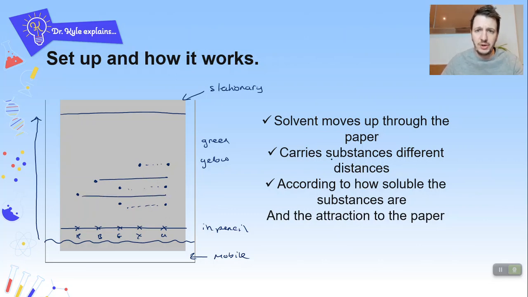Okay, so how it works then: the solvent moves up through the paper, that'll be one mark, and carries substances different distances, according to how soluble the substances are and their attraction to the paper. So the more soluble a substance is, the higher it will move up with the mobile phase and up through the paper. The less soluble it is, the further down it will be, and if it completely stays on the line down there, for example, then it would be insoluble in that solvent and wouldn't move at all.